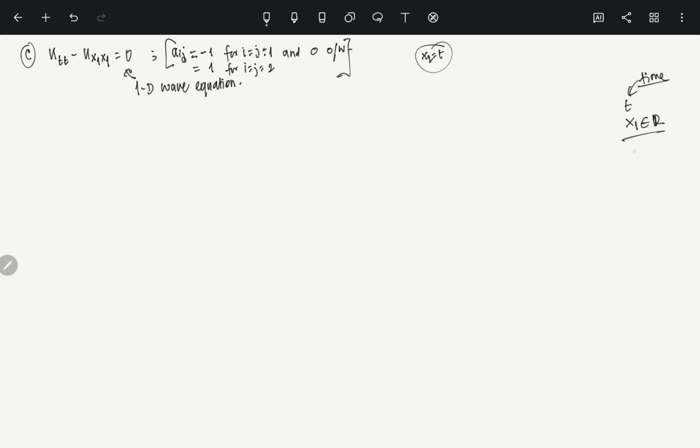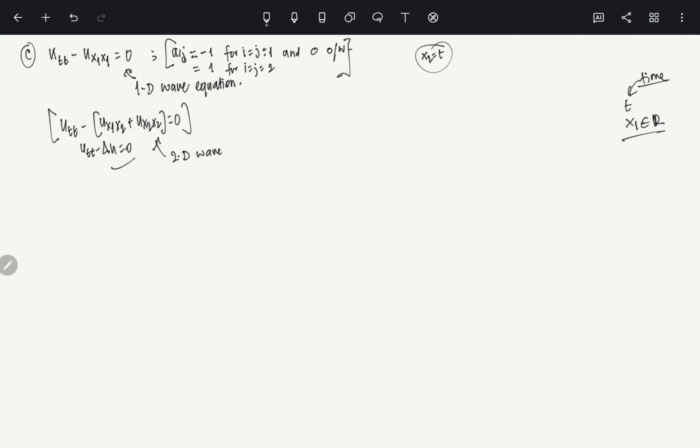Now you can generalize this and write it as the two-dimensional wave equation, which will look like this: u_tt minus (u_x1x1 plus u_x2x2) equals 0. So that will look like this, u_tt minus Laplacian of u equals 0. This is also called a wave equation. The total thing is in 3 dimensions, but we will call it the two-dimensional wave equation.